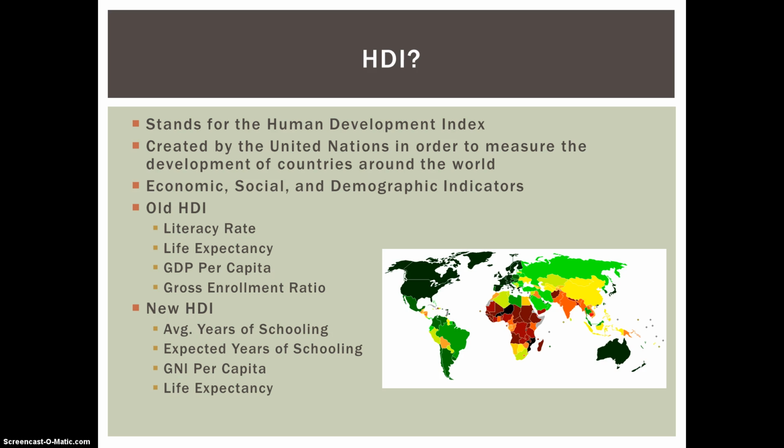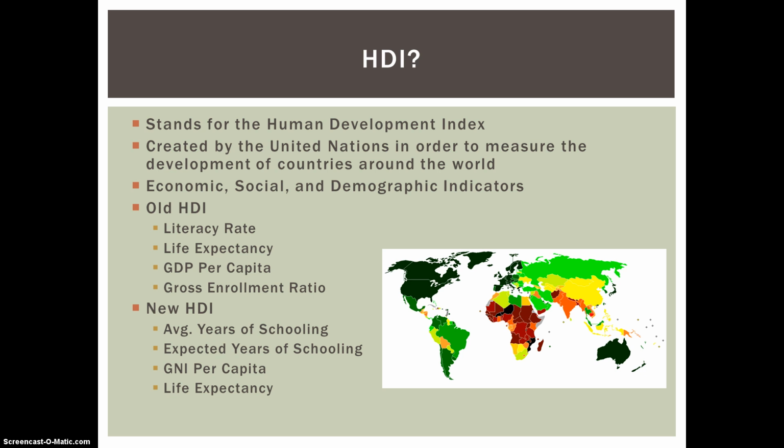Next is our social indicators. So we changed from literacy rate and gross enrollment ratio to average years of schooling and expected years of schooling. You may ask why, and that's because if you think about it, literacy rate does not set the standard very high. All it measures is a percentage of people who can read and write over the age of 16 or 15, while average years of schooling actually take into account how much education a person receives.